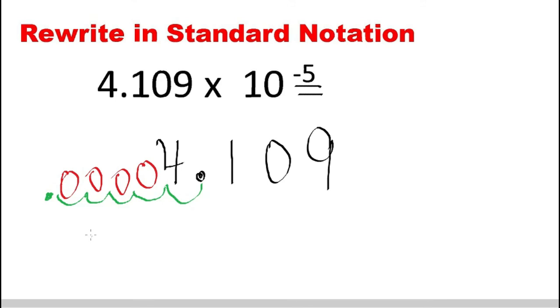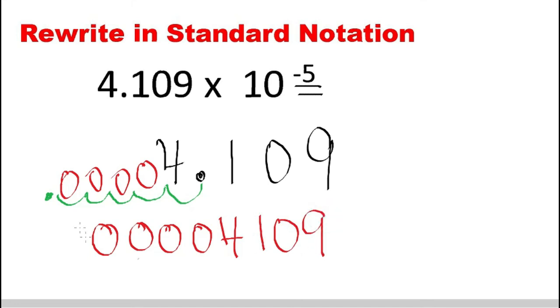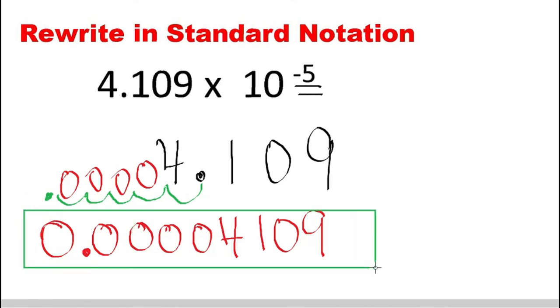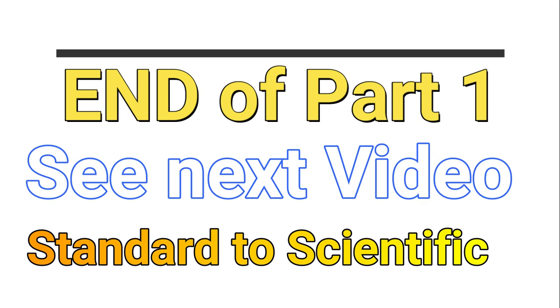And then I'm going to rewrite the number as my final answer of 0, 0, 0, 0, 4, 1, 0, 9. And you know our decimal point is here, but we're always going to add another 0 in front. And if that's your answer, give yourself a round of applause. Good job. So we have 0.000041109. All right, so let's go ahead and keep it moving. Now let's go ahead and move to changing from standard notation to scientific notation.